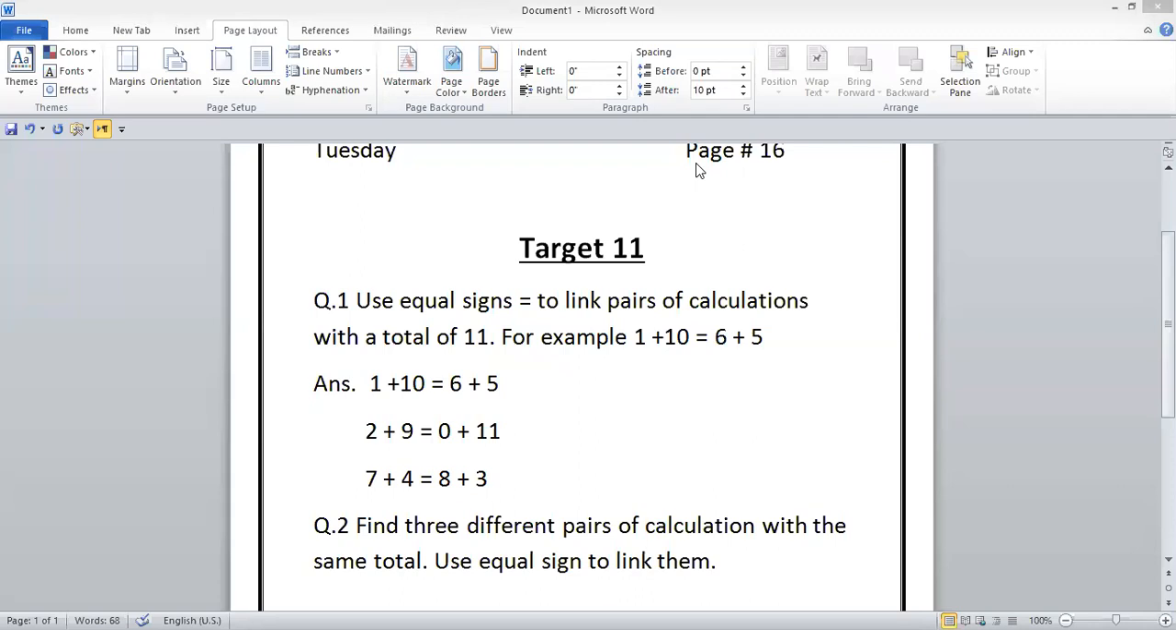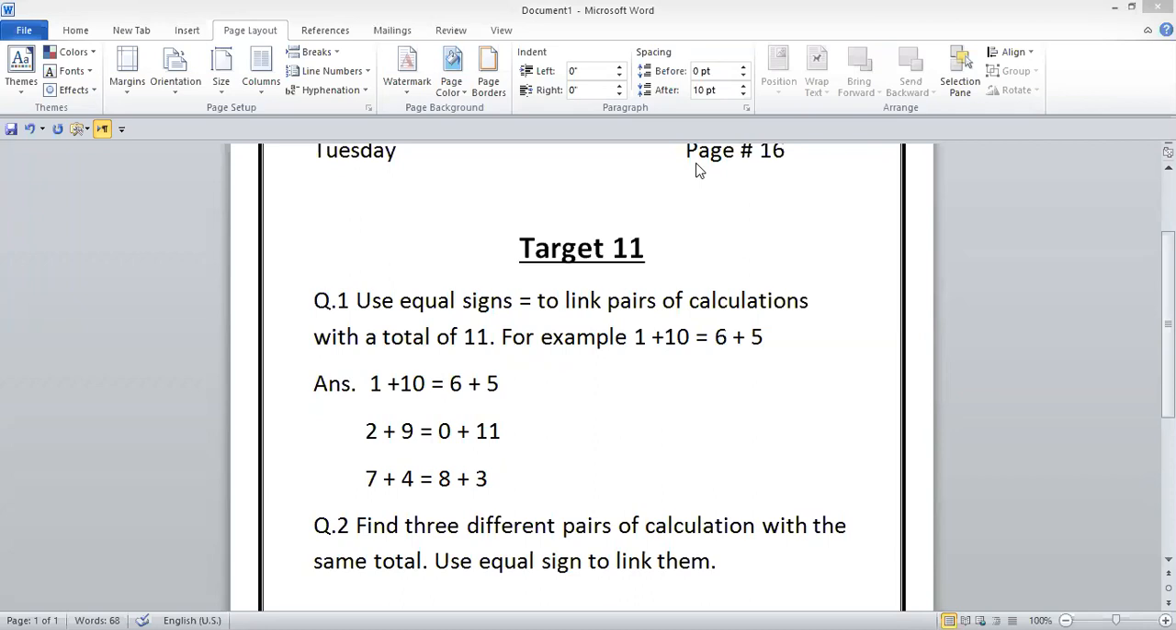5 plus 6, then 6 plus 5, 7 plus 4, 8 plus 3, and so on, right? So the target 11 concept is simple: you can find different pairs of calculation with the same total. Same if I ask for 10, can you tell me the number of pairs of calculation with the total of 10? 1 plus 9, or 2 plus 8, or 3 plus 7, or 4 plus what number should give me 10?